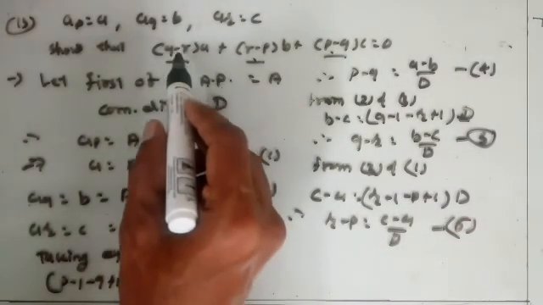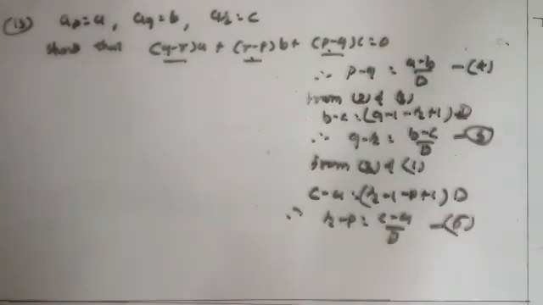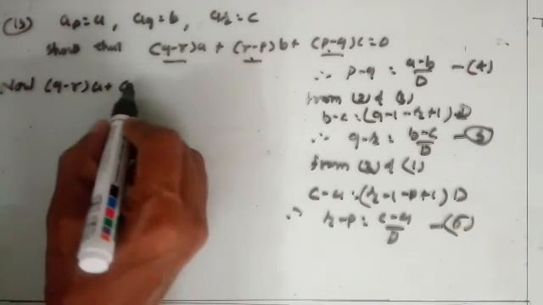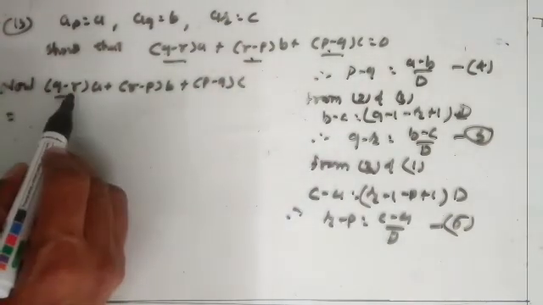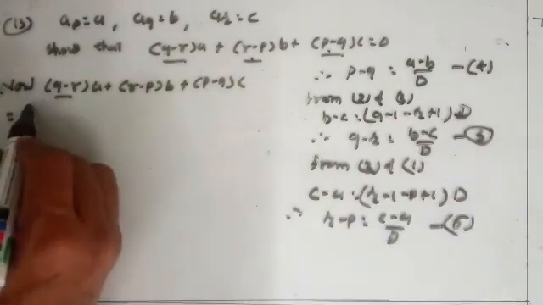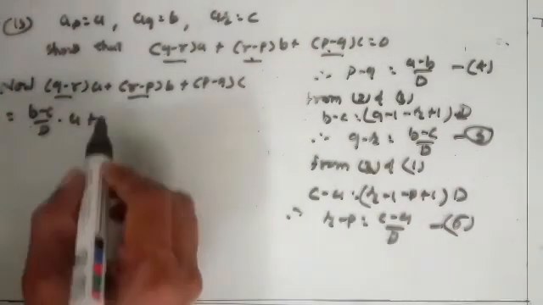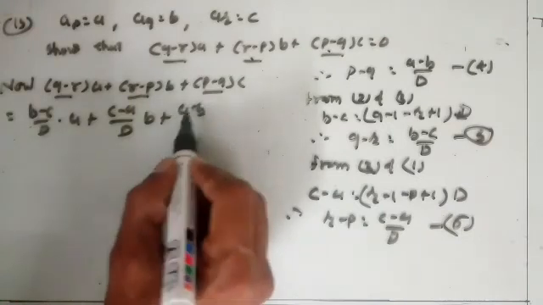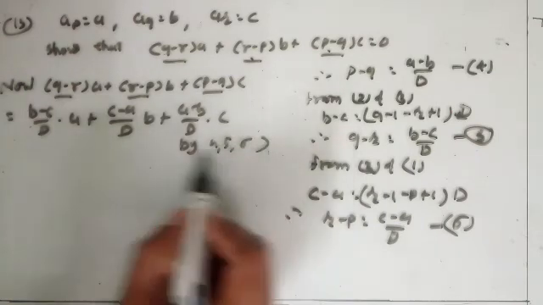Now put all the values of p minus q, r minus p and q minus r from 4, 5 and 6 in this result. (q minus r) into a plus (r minus p) into b plus (p minus q) into c is equal to: q minus r is (b minus c) upon D, so (b minus c) upon D into a, plus r minus p is (c minus a) upon D into b, plus p minus q is (a minus b) upon D into c, by 4, 5 and 6. Clear?